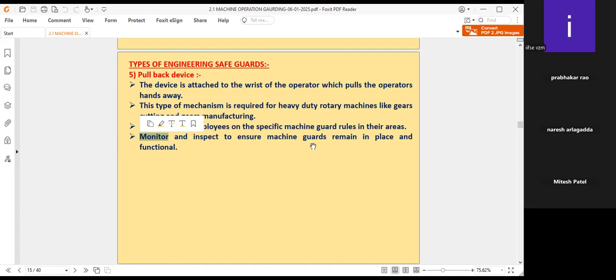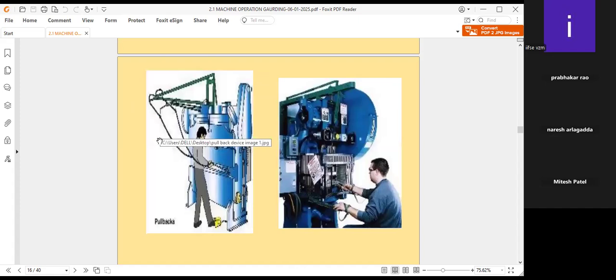That's what the gods remain in place and functional. Don't think that the God is functioning. God function means God is not working, and it is not under the damaged position. These are the fallback system devices.